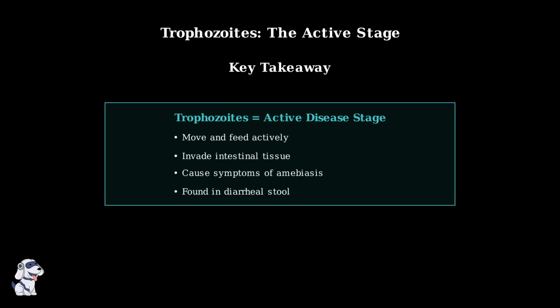They move, feed, invade tissue, and are responsible for the symptoms of amoebiasis. Finding them in stool indicates active infection. Amoebiasis spreads primarily through a pathway called the fecal-oral route. This happens when people accidentally ingest cysts of Entamoeba histolytica that have contaminated food or water sources. When someone drinks this contaminated water or eats food prepared with it, the cysts enter their digestive system. Even tiny amounts of contamination can cause infection, making this a very efficient transmission route.